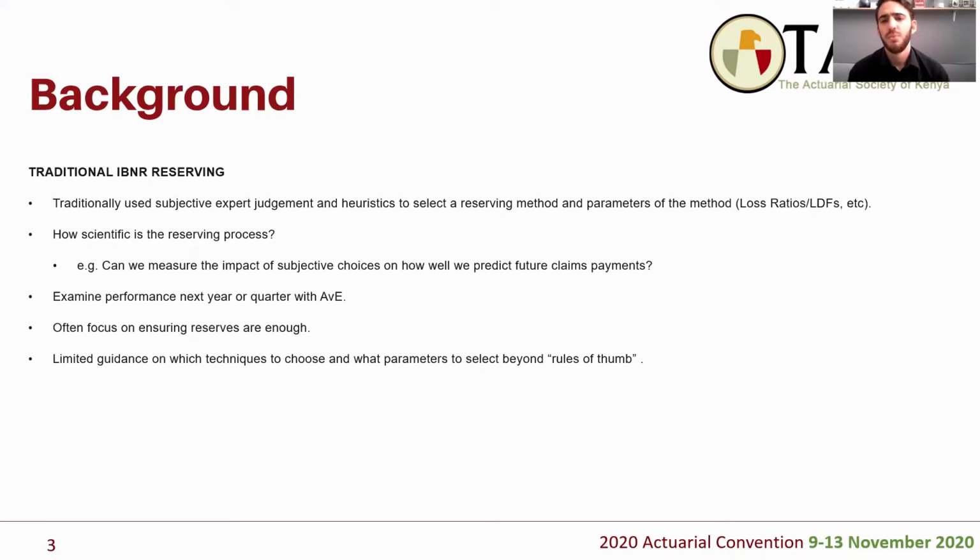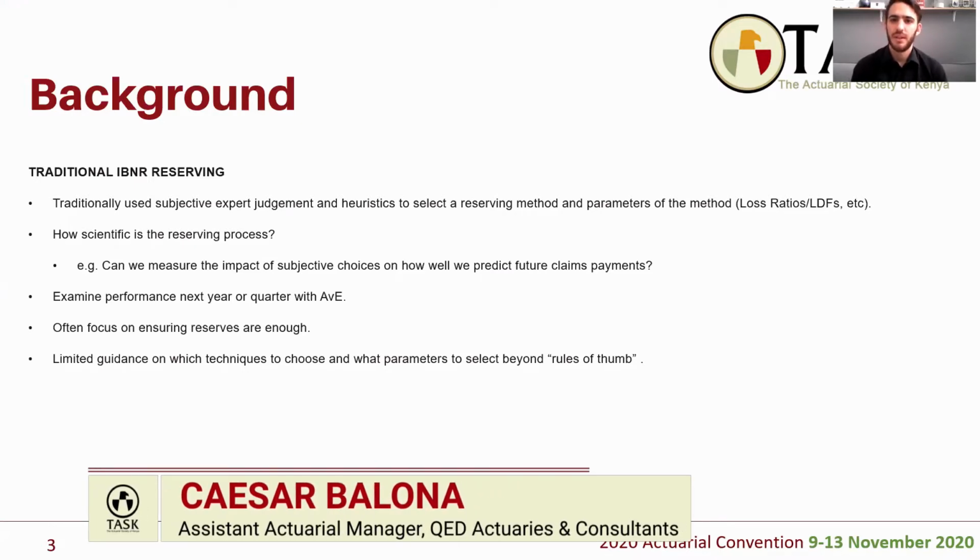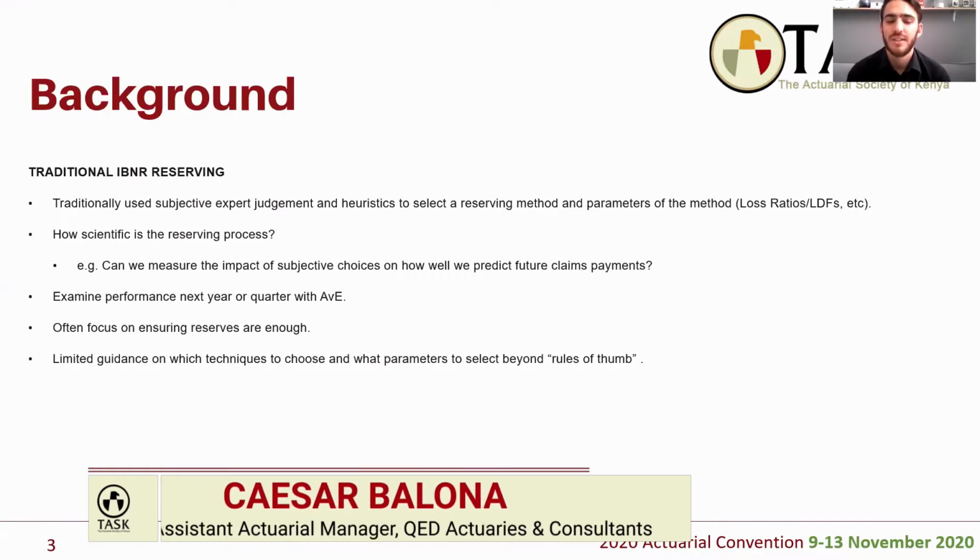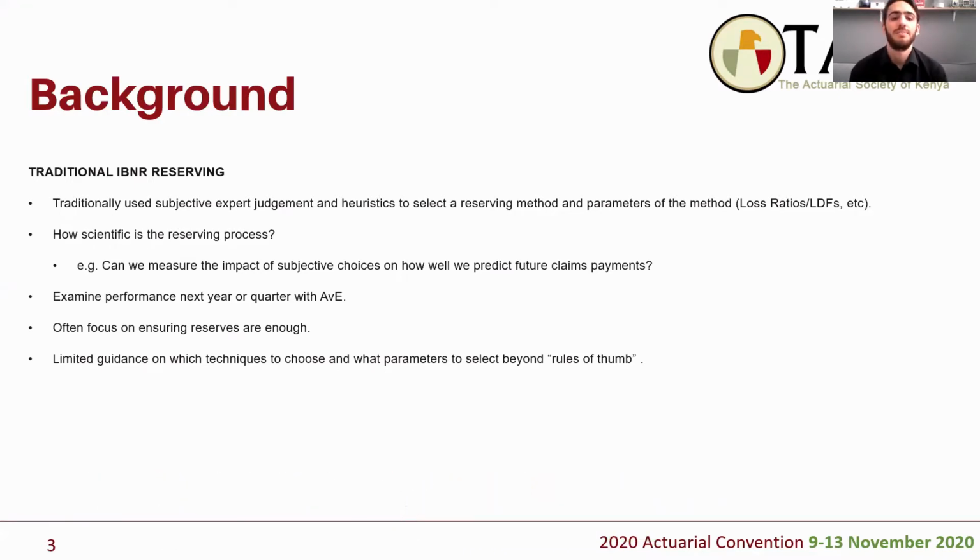So one thing that we as actuaries do is we examine performance next year or next quarter with the AVE result. But often the focus is on whether our reserves are enough and not necessarily on whether they are accurate. And there's in fact limited guidance on which techniques to choose and what parameters to use for these techniques beyond just your run-of-the-mill industry rule of thumb.